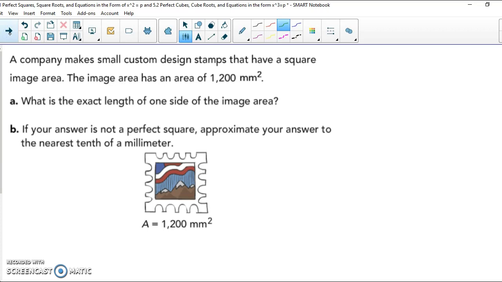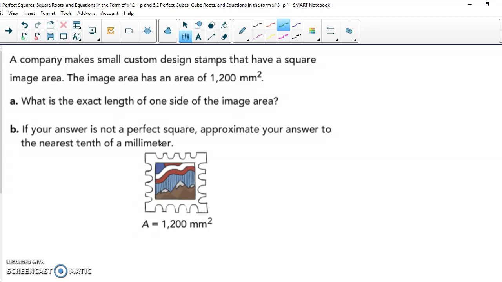So a company makes small custom designed stamps that have a square image area. The image area has an area of 1,200 millimeters squared. What is the exact length of one side of the image area? If your answer is not a perfect square, approximate your answer to the nearest tenth of a millimeter. So let's check out what we have.